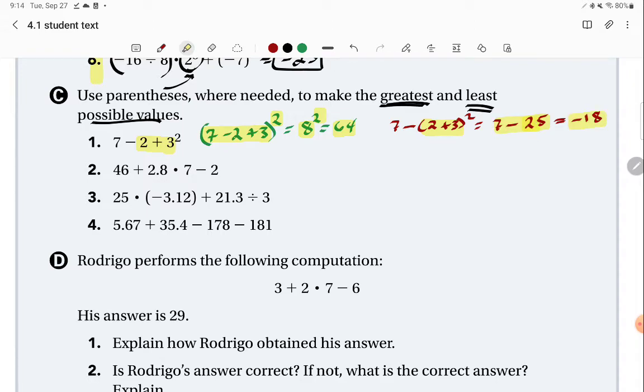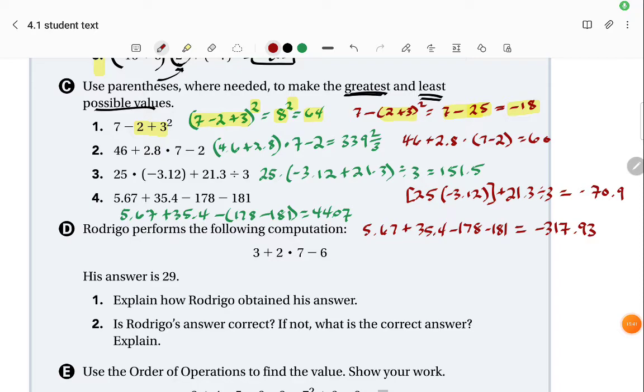So were you able to find the greatest and the least here? Or at least one that's bigger and one that's smaller, just by adding in parentheses? Go ahead and try 2, 3, and 4. Like I said, if you want to try one other one, that's great. You don't have to do all of them, but challenge yourself and do all of them if you have time. Go ahead and do 2, 3, and 4.